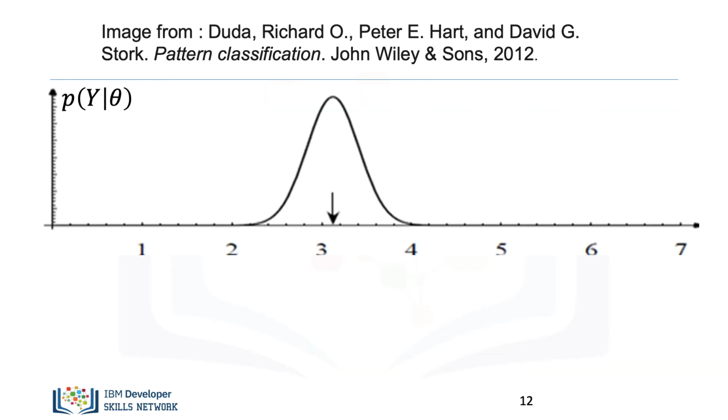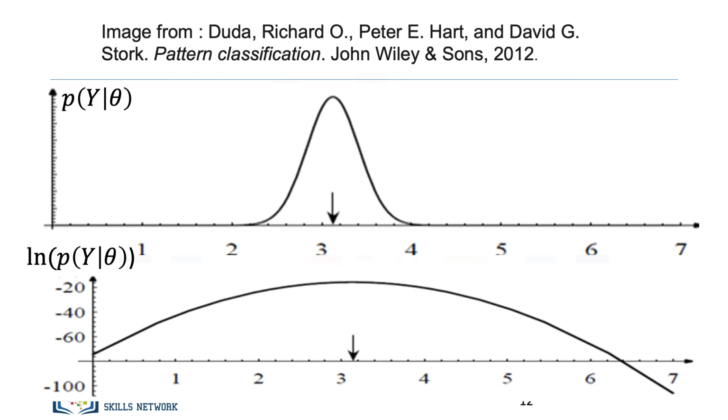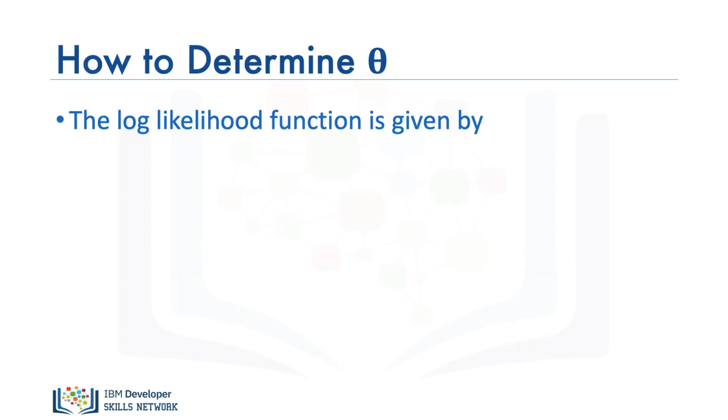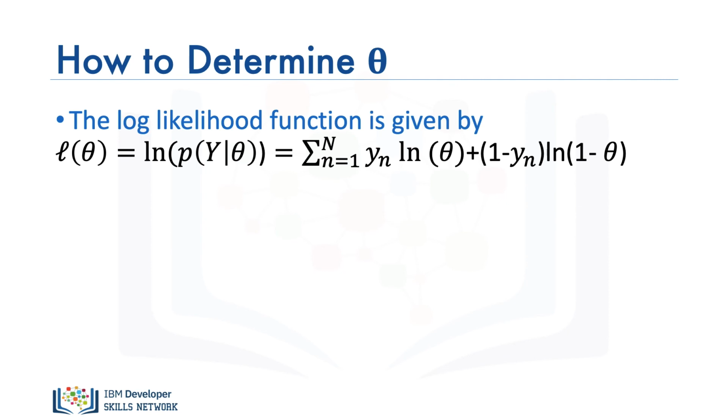It is usually difficult to maximize the likelihood function. The log of the likelihood function is much simpler to deal with. As the log function is monotonically increasing, the location of the maximum value of the parameter remains in the same position. The expression for the log of the likelihood function is given by the following. We can use this equation to obtain the value of theta that maximizes the likelihood.